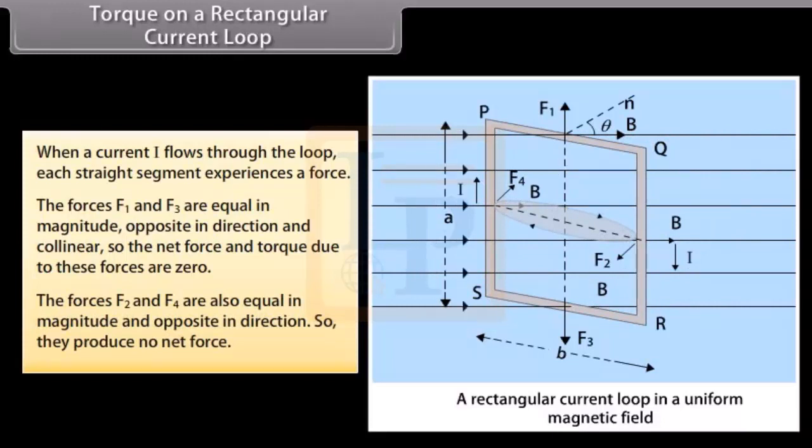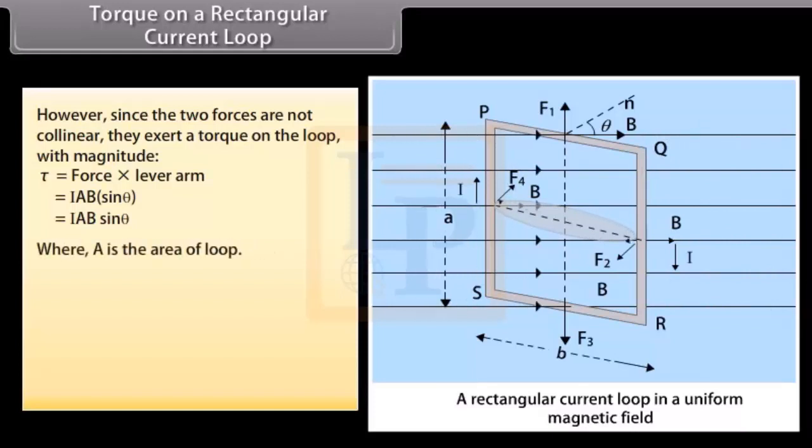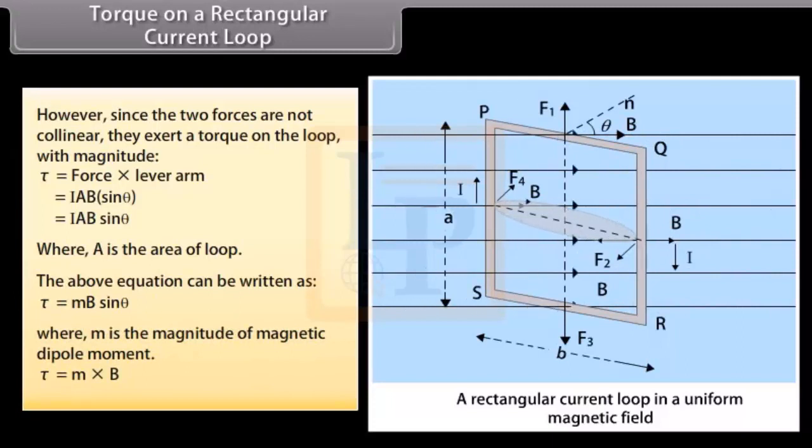The forces F2 and F4 are also equal in magnitude and opposite in direction, so they produce no net force. However, since the two forces are not collinear, they exert a torque on the loop, with magnitude equal to the product of force and lever arm, which is equal to IAB sin theta, where A is the area of the loop. The above equation can be written as tau is equal to mB sin theta, where m is the magnitude of the magnetic dipole moment. Tau is equal to the cross product of m and B.